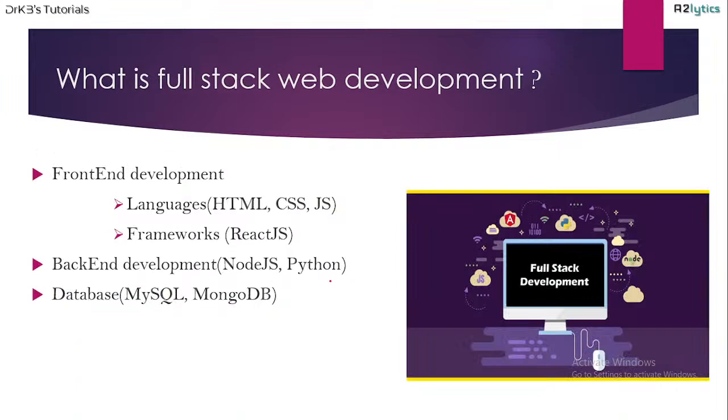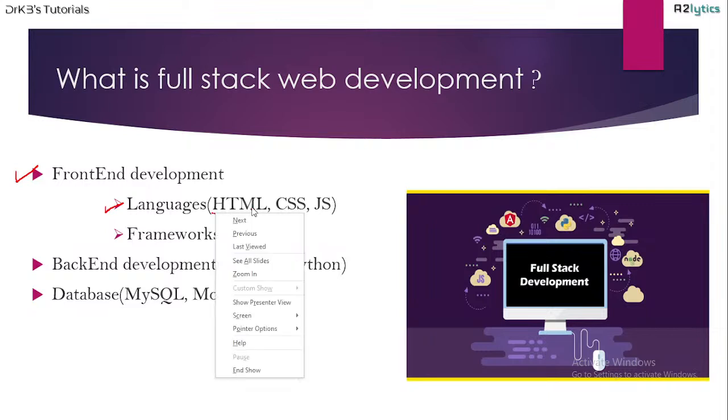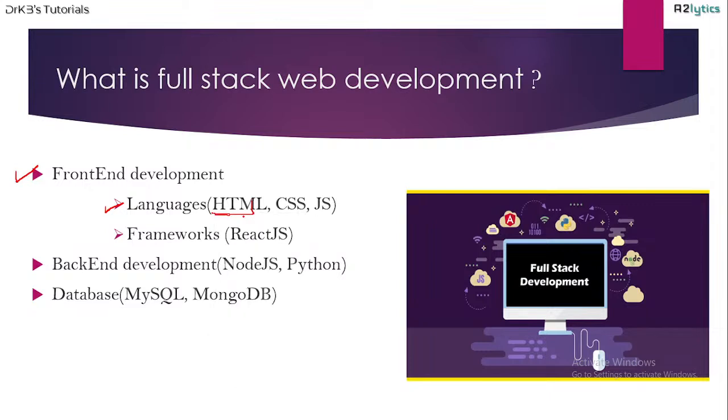Now, as I said, three parts are there. In front end, which languages are used? For front-end development, many languages are used. These are a few programming languages, or scripting languages we can call them. First is HTML, CSS and JavaScript. These are the three scripting languages used for front-end development.